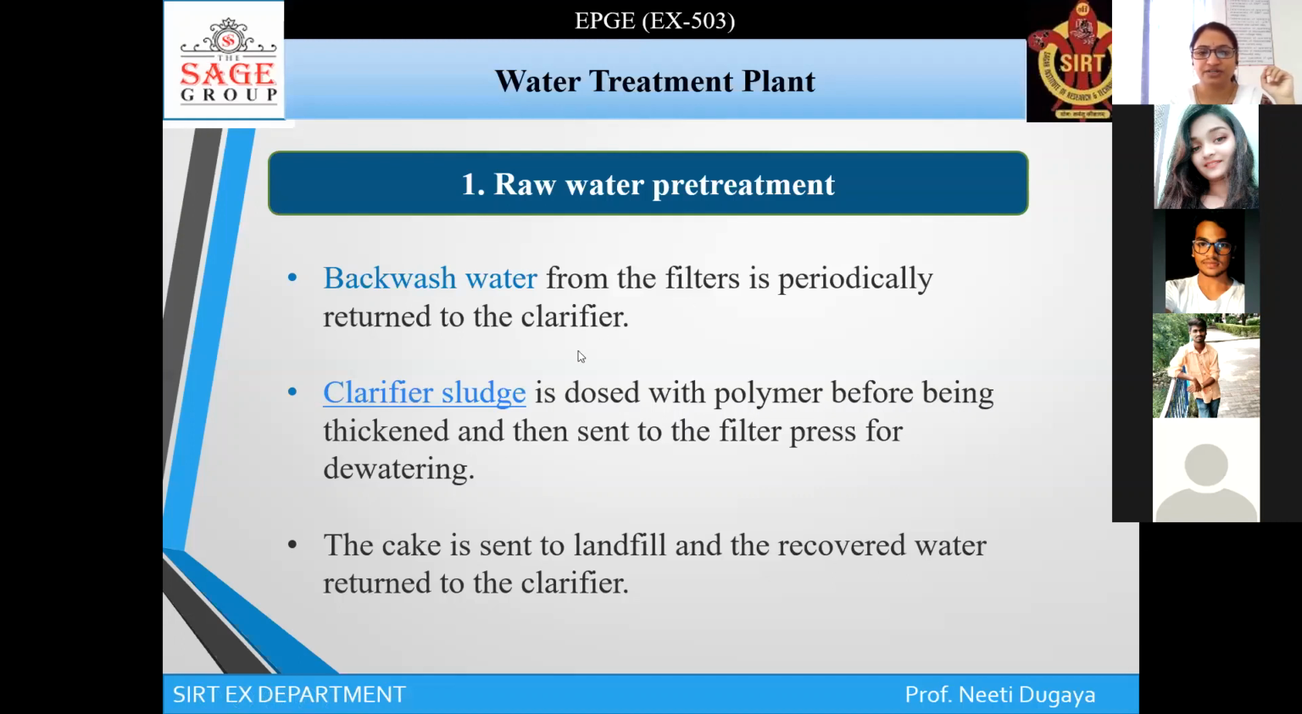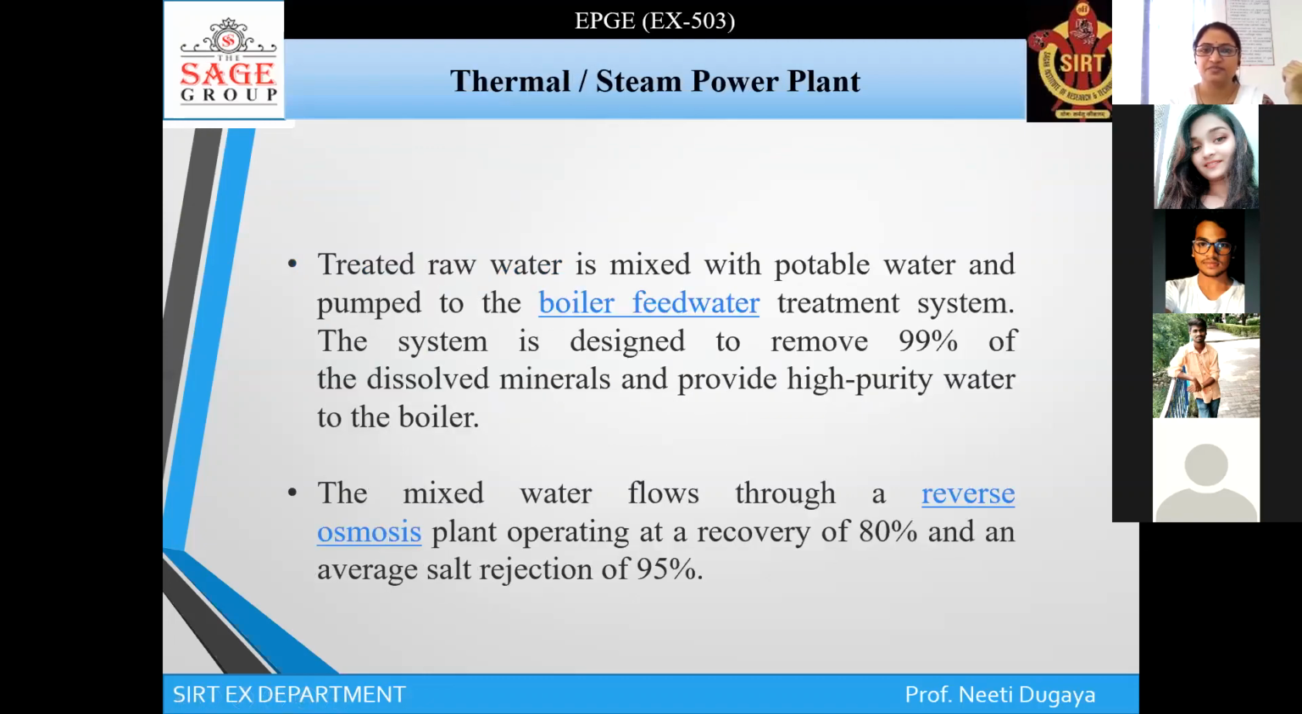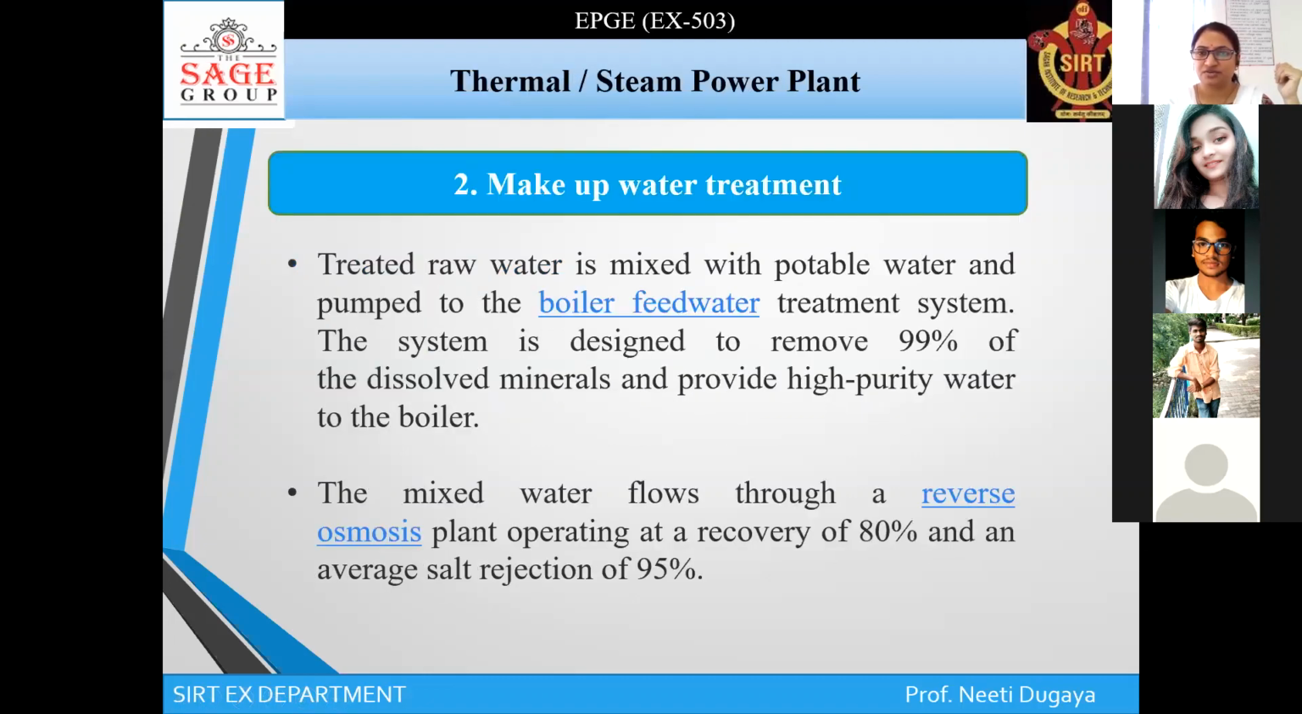So the raw water treatment plant, then the cake coming out from the raw water treatment plant is sent to the landfill, and the recovered water again goes back to the clarifier. And the second unit comes, which is known as the makeup water treatment plant. As you have seen in the block diagram, the treated raw water is mixed with the potable water.